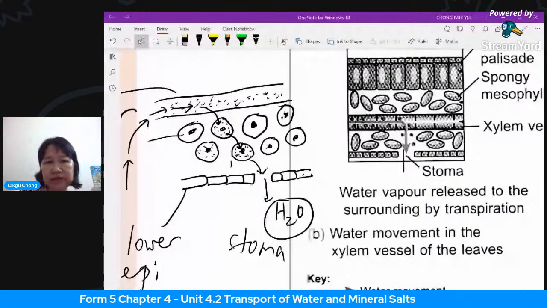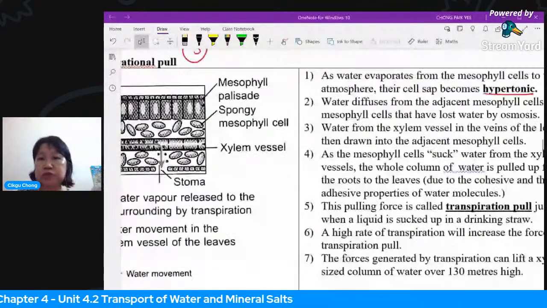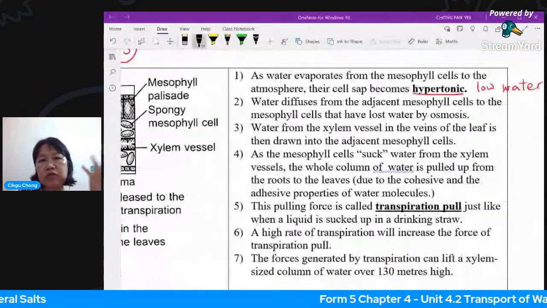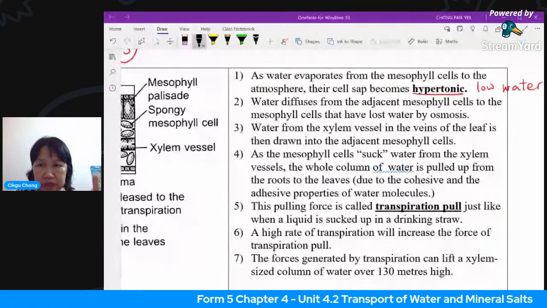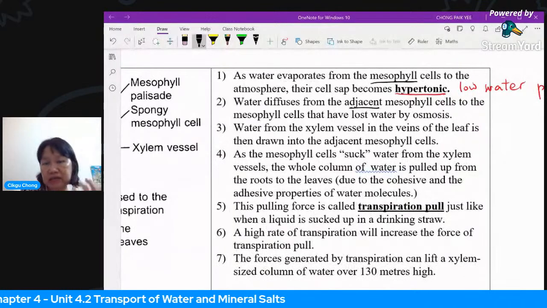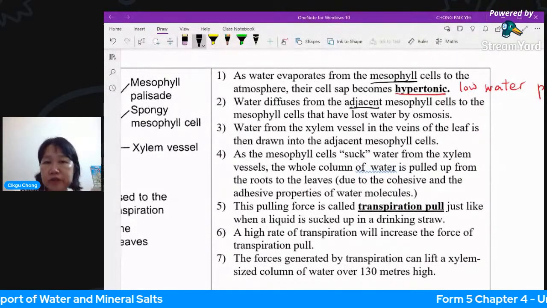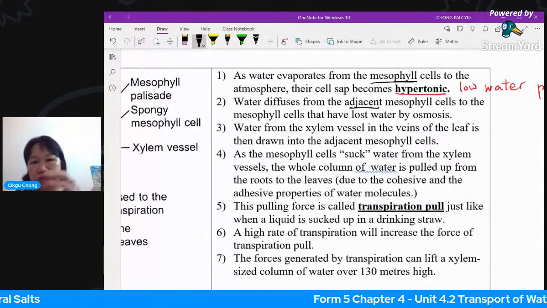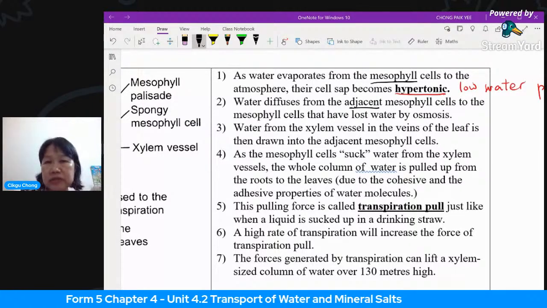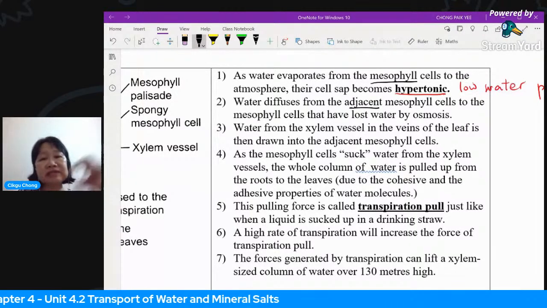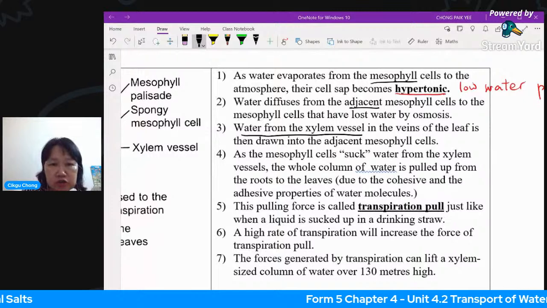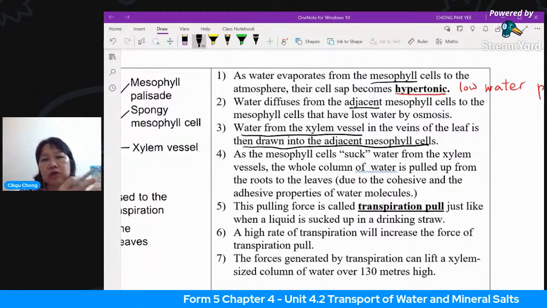Okay, so this is what I've actually explained from here. The same diagram here. I just use my own drawing. So the first one is when water evaporates, the mesophyll cell will become hypertonic. That means low water potential. Then water diffuses from the adjacent, that means the nearby cell, cell number 2, to cell number 1, the cell that has lost water. And then now cell number 2 has lost water already. It will take the water from the xylem. So water from the xylem vessel is then drawn into adjacent mesophyll cells. So now water from xylem goes here.